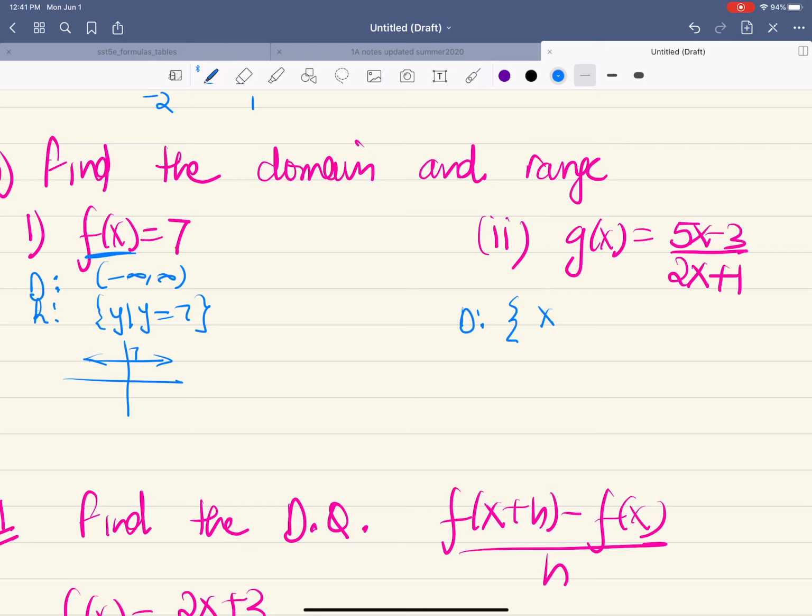I would have to graph the function. Let's see, one second.